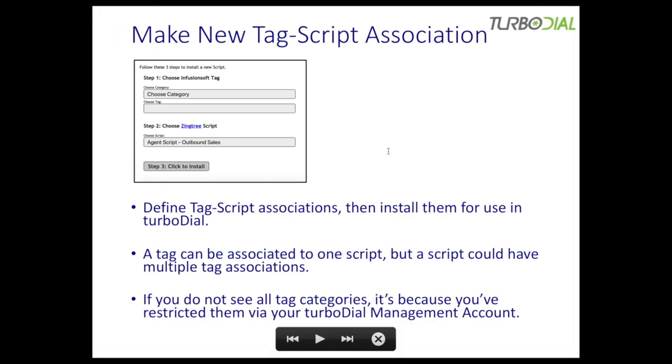So an important thing to know about tag script associations is that only one tag can be associated to one script, but a script can technically have multiple tags associated to it. If you do not see all tag categories, that means that you've restricted them from within your TurboDial management account.